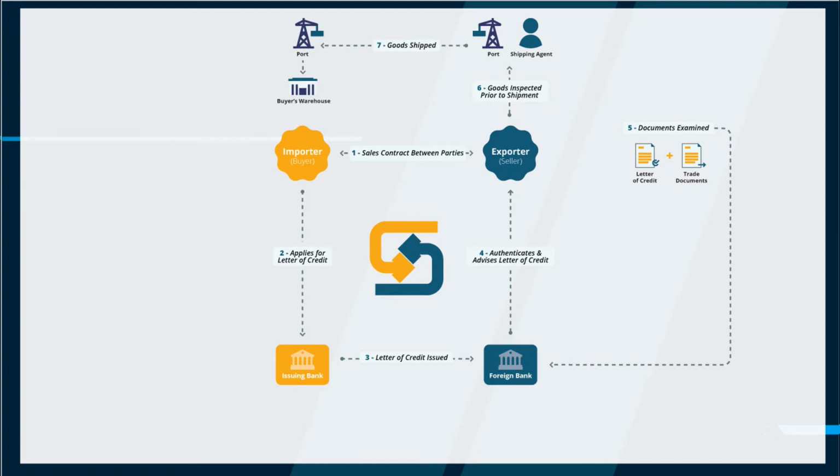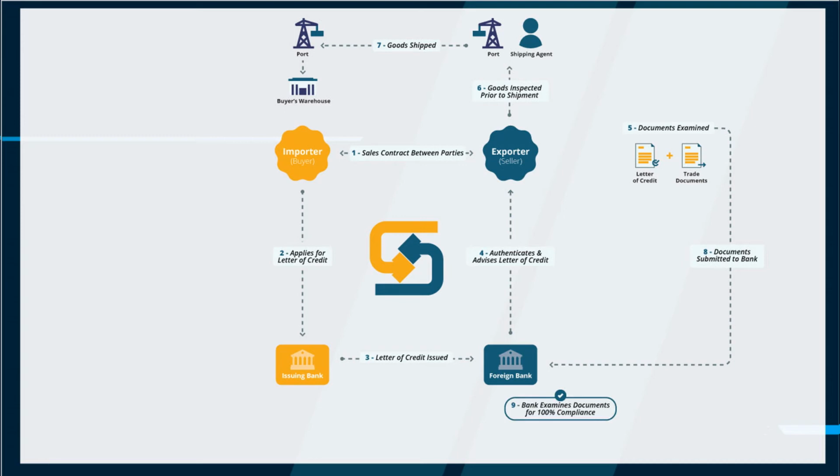The goods are shipped to the importer following all terms and conditions set forth in the LC. Next, the exporter sends a document stipulated in the letter of credit to their bank for examination against the terms of the LC. The foreign bank receives the trade documents from the exporter following the completed shipment of goods.